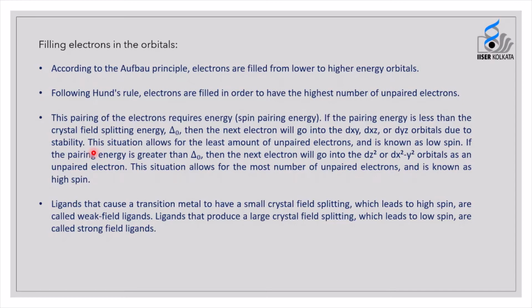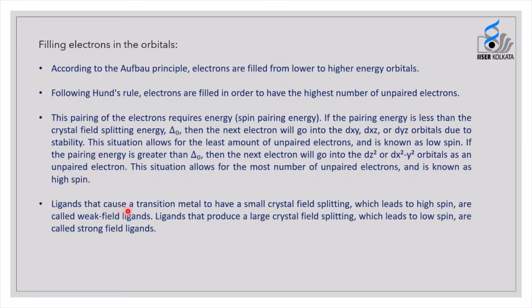So this situation allows the most number of unpaired electrons. This is also an obvious thing, as these electrons are not going into the pre-filled orbitals. They are going into completely new orbitals. They are preferring that first due to the energy difference. So at the end, we will have more unpaired electrons in this case, and that will be high spin, as no other electron is there to cancel their spins in that particular orbital. So this configuration will give us a high spin complex.